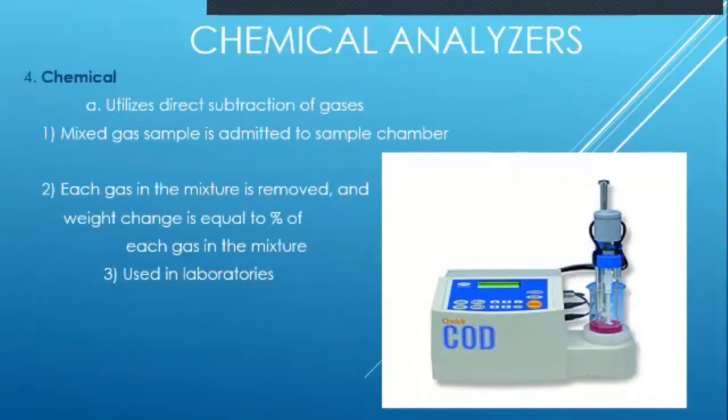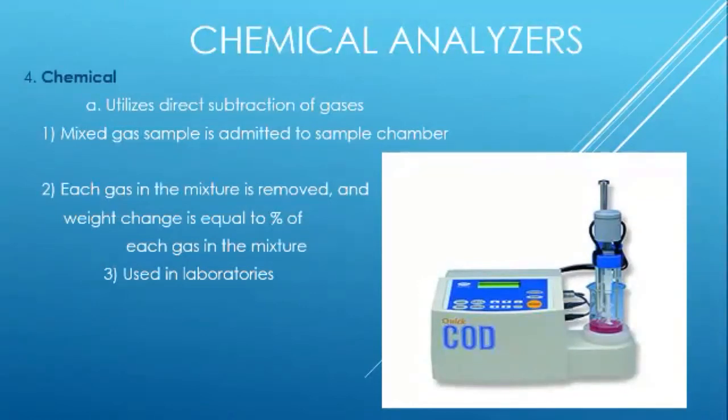And last but not least, the chemical analyzer. Chemical, just straight up chemical by itself, is used in major labs, probably where, you know, vaccines are made. You'll never see this in the hospital. These are very, very expensive. The chemical analyzer utilizes direct subtraction of gases. Mixed gas sample is emitted into the sample chamber. Each gas in the mixture is removed and weight change is equal to the percent of gas in that mixture. And it is used in laboratories.